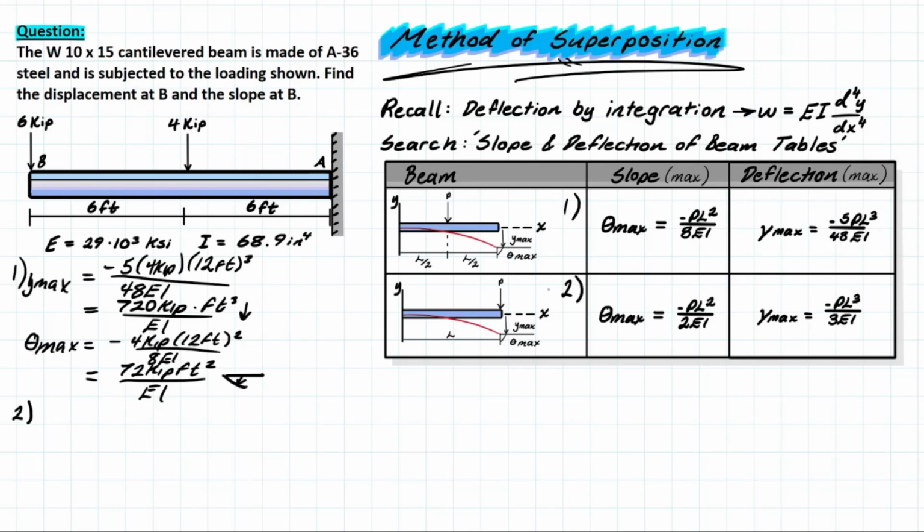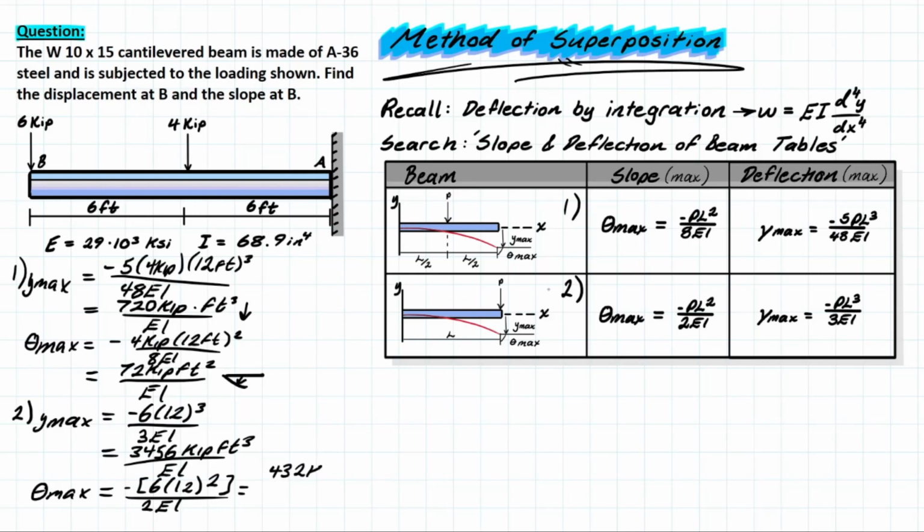Okay. And we can do a very, very similar thing for the second point, where we are simply plugging and chugging into these equations once again. So I'm going to go ahead and do that for the slope and deflection for the second case, where we have a 6 kip load now. Alrighty, so now we have the max slope and max deflection solved for both of these loading cases at point B. Now all we need to do is simply solve by adding these together.